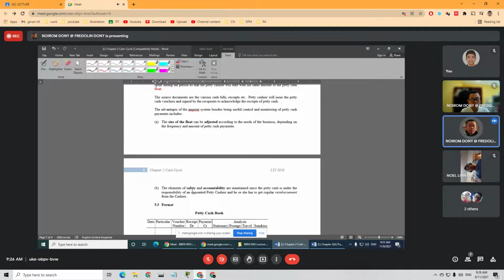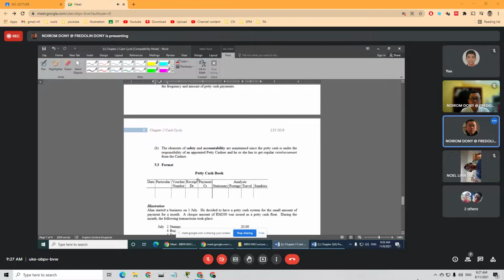So if anything happened to the cash, let's say he lost the petty cash, he is responsible. So he has the duty to replace it, isn't it? So that is one of the safety. And then accountability. They only make payment related with the business. Any payment that is not related to the business, he is accountable for, so he has to repay back. So that is the meaning. So this is the benefit of using an imprest system. Now look at the format.